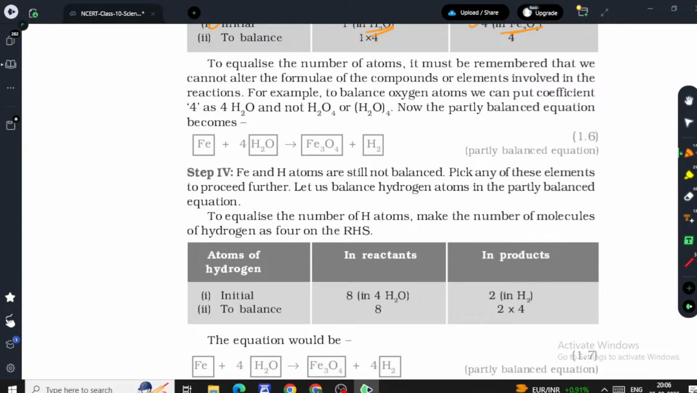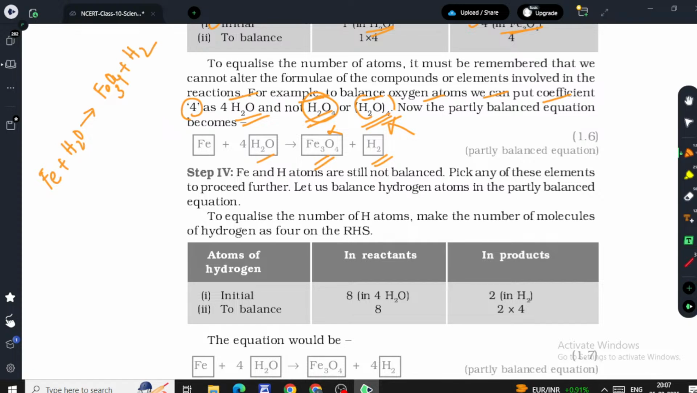Now, to equalize the number of atoms, it must be remembered that we cannot alter the formula of the components or elements involved in the reaction. For example, to balance oxygen atoms, we can put coefficient 4 as 4H2O, not H2O4 or H2O whole 4. This is not possible. Now the partly balanced equation is Fe plus 4H2O equals Fe3O4 plus H2.